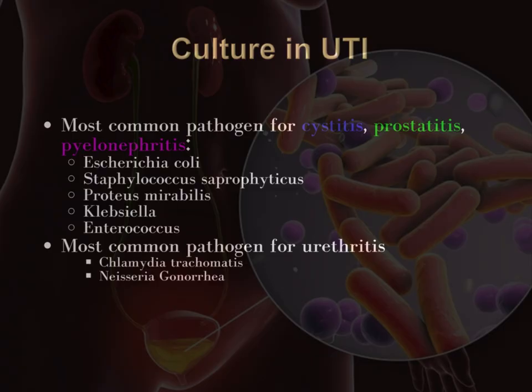So, coming to the culture in urinary tract infection. The most common pathogens for cystitis, prostatitis, and pyelonephritis are E. coli, Staphylococcus saprophyticus, Proteus mirabilis, Klebsiella, and Enterococcus. The most common pathogens for urethritis are Chlamydia trachomatis and Neisseria gonorrhoeae.